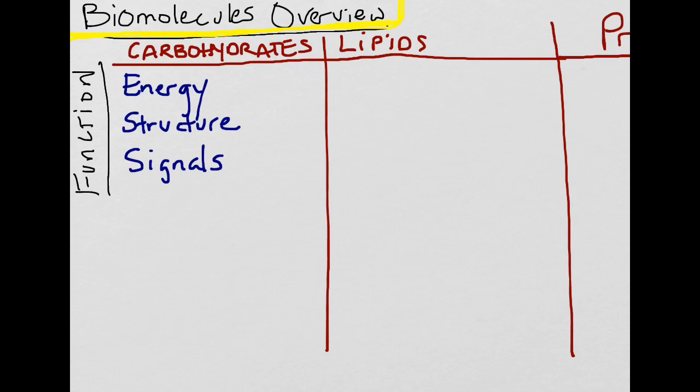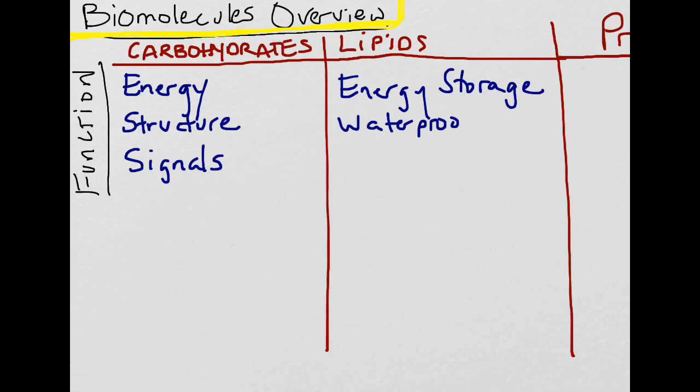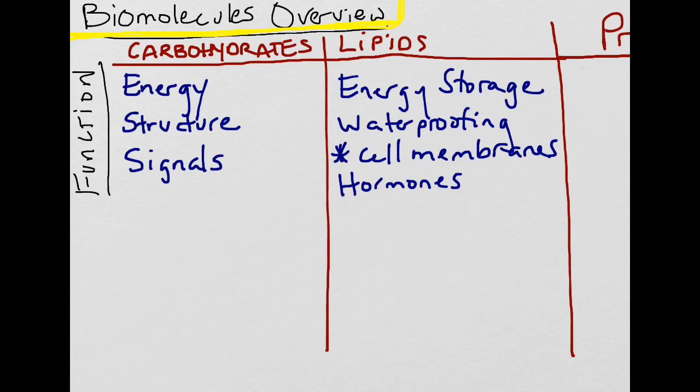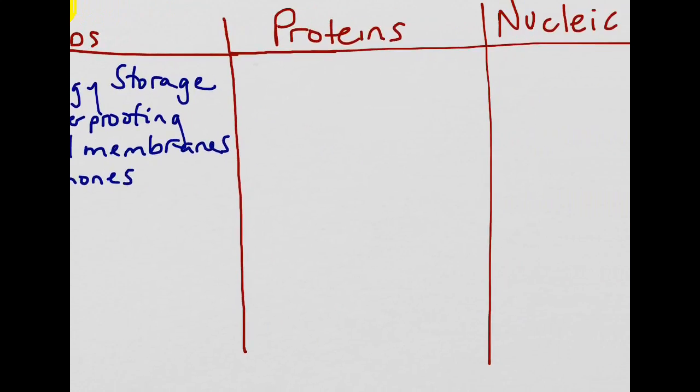Okay, lipids. Lipids are for energy storage. So fat stores. Can use it for waterproofing, like our Labrador Retriever dogs and our ducks. Big time important function with cell membranes. And then hormones as well, some hormones. Okay. Alright, move this over.